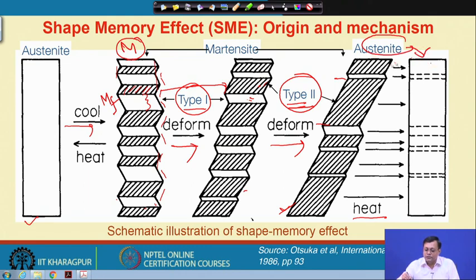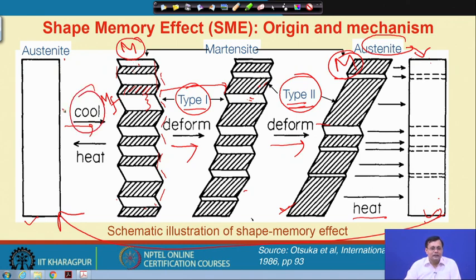So, this one is the austenite, here it is still martensite, okay, and austenite will be here. So, we actually get austenite which has the initial shape we started with. So, it means that austenite transforms into martensite by cooling. Okay. This martensite again, if we heat, we will get back austenite.